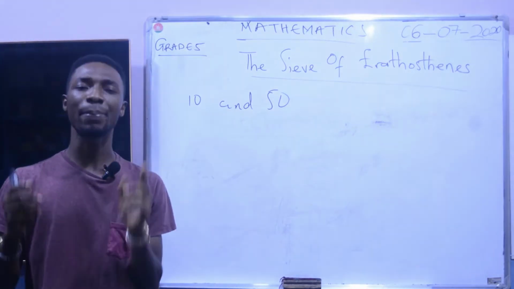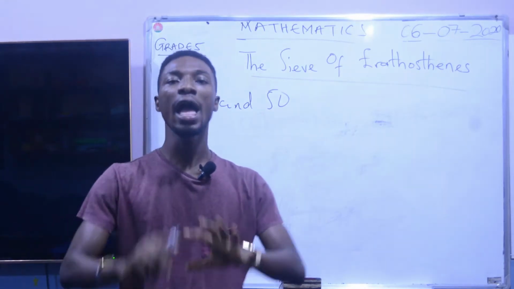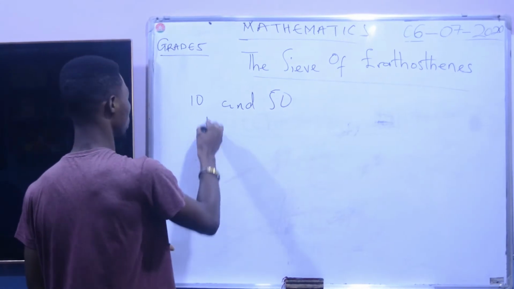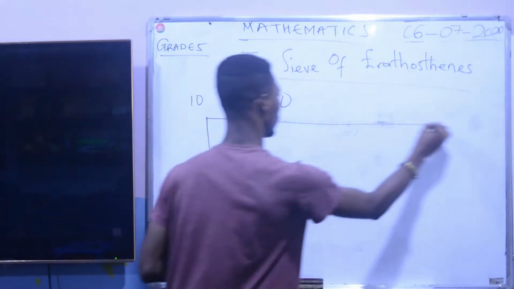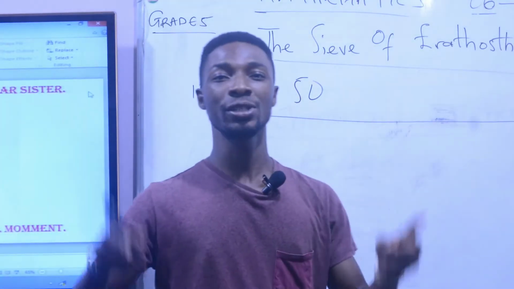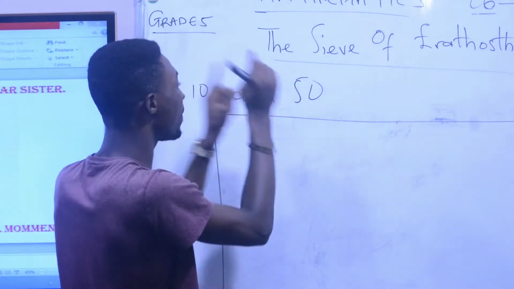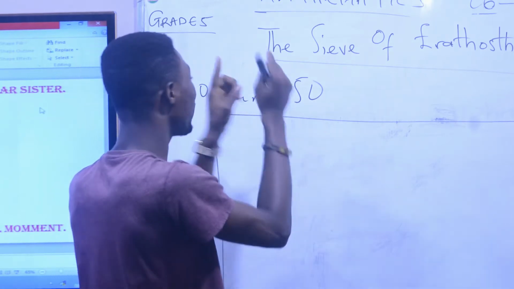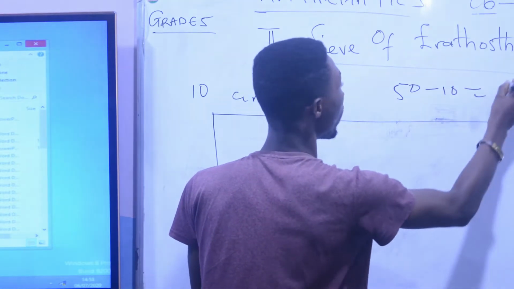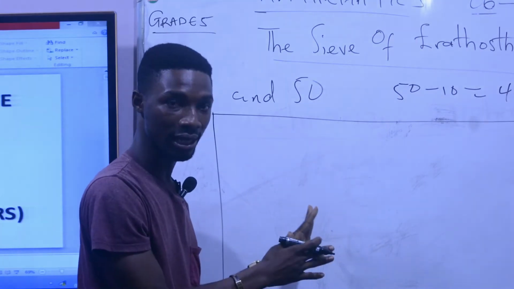So, how do we apply the sieve of Eratosthenes? It is very, very simple. You have to draw a box first, a big one, of course. So I'm going to draw my box on the board. The next thing to do is to divide your box. You take the difference between the biggest number and the smallest number. I have 50 and 10, so the difference is 40. I'm going to divide my big box into 40 smaller boxes, okay?